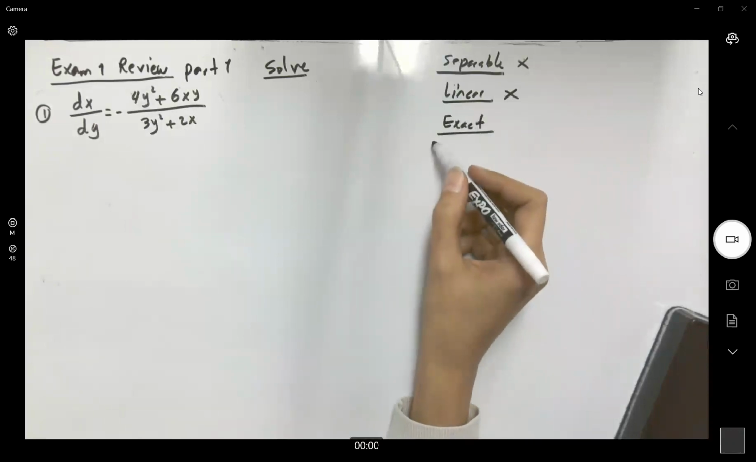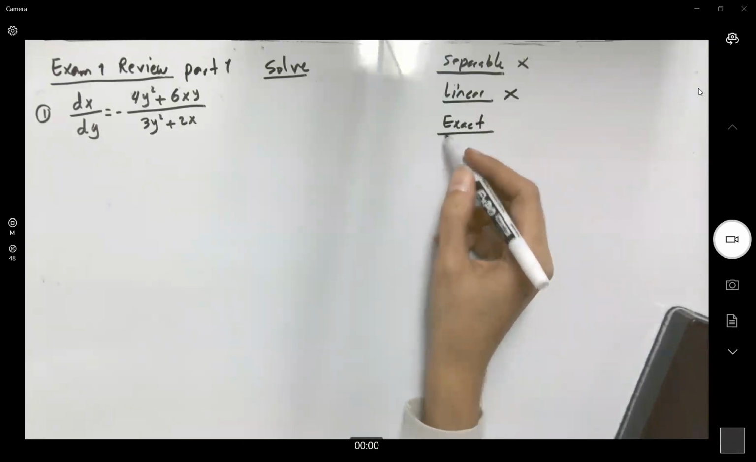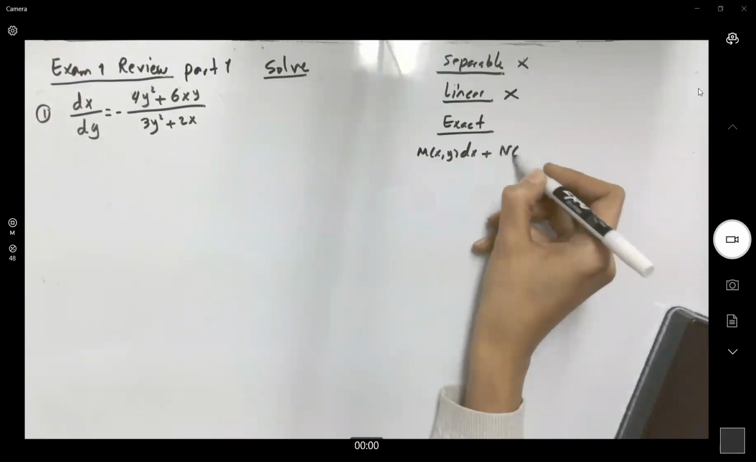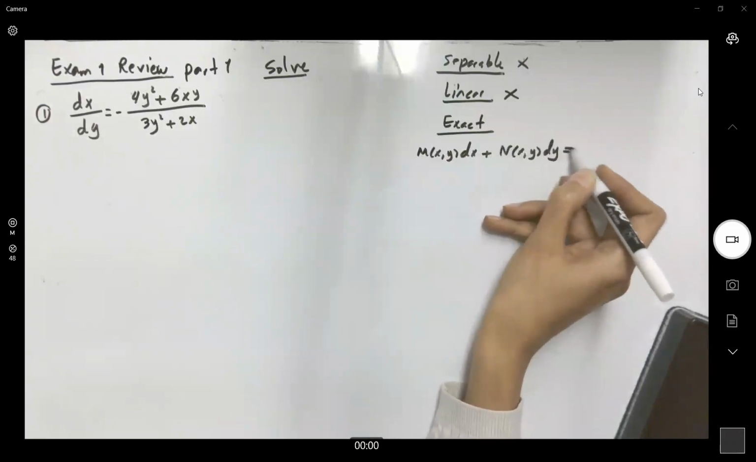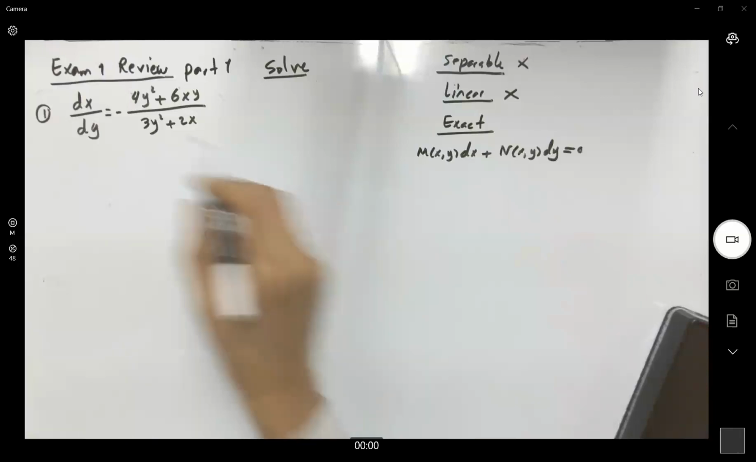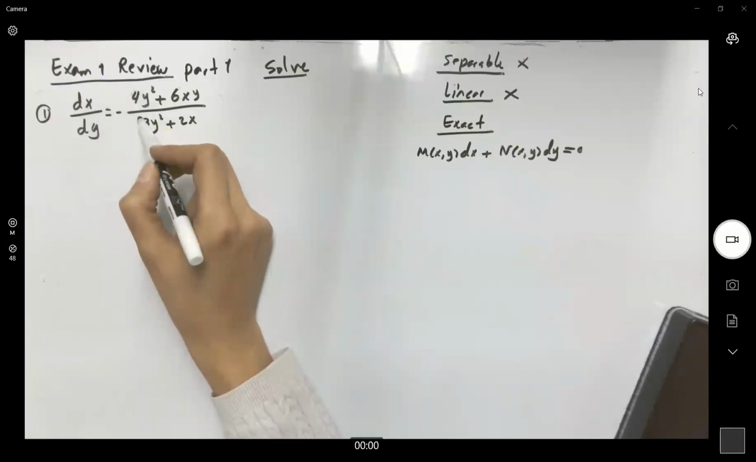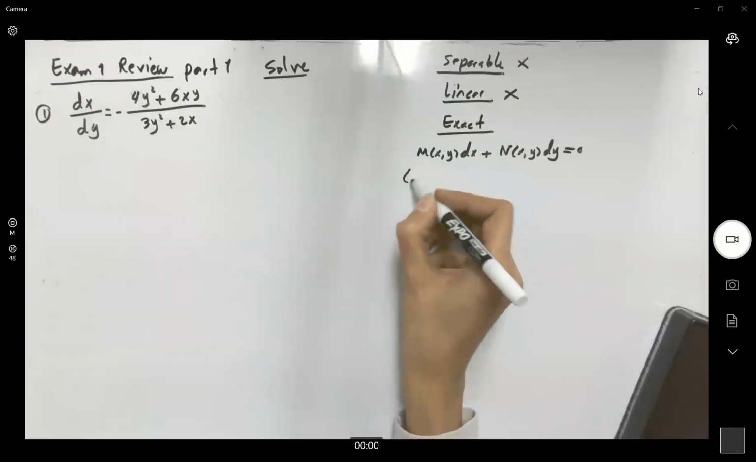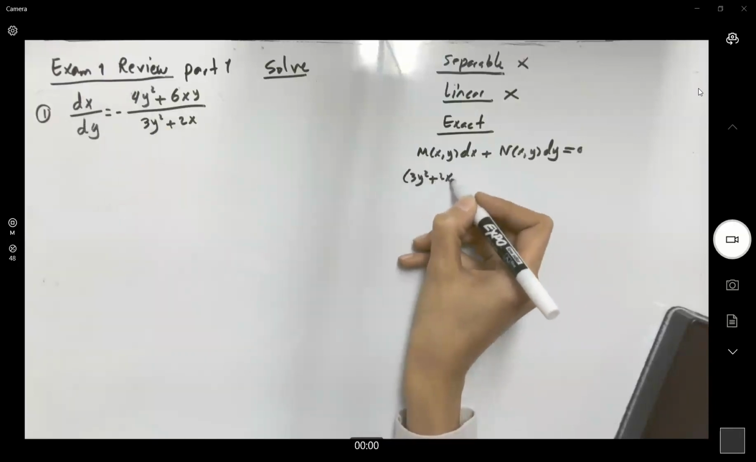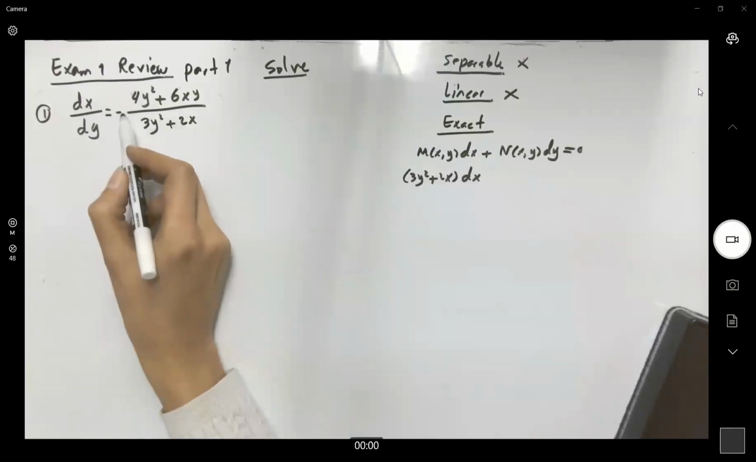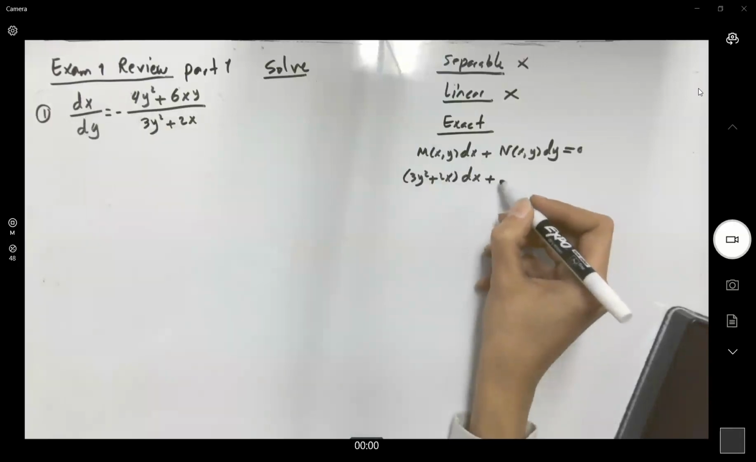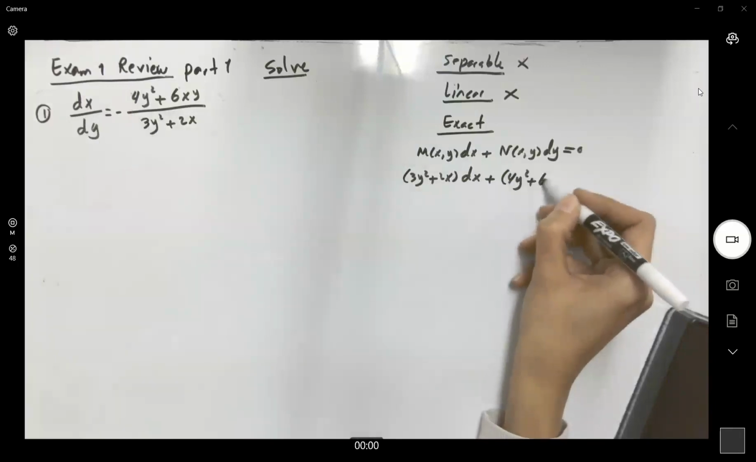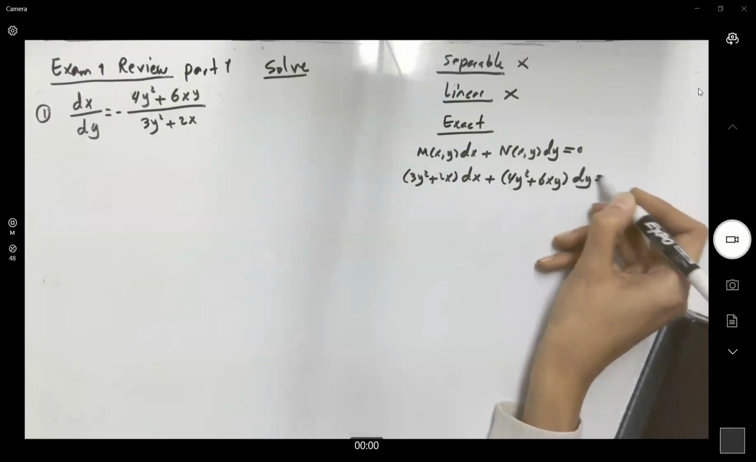First of all, you need to write this in differential form, M(x,y) dx plus N(x,y) dy equal to 0. So just using simple cross multiplication, here we have dx times 3y squared plus 2x. And this negative sign to the right-hand side gives you plus. Your N becomes 4y squared plus 6xy dy equal to 0.